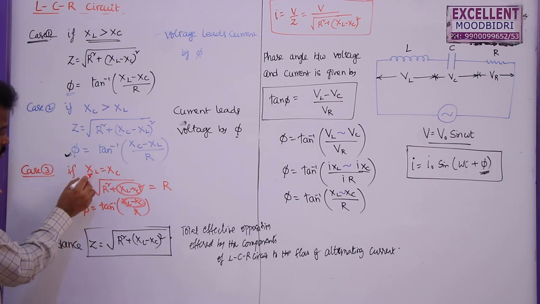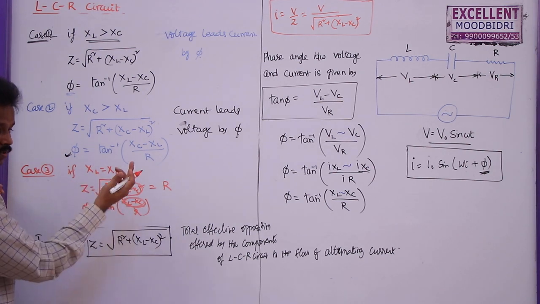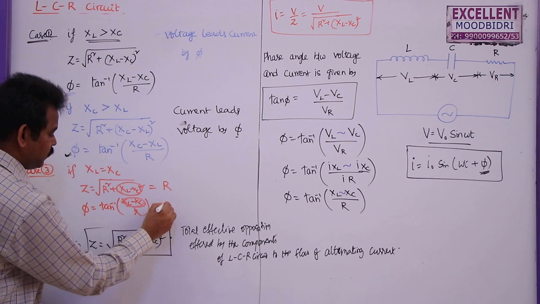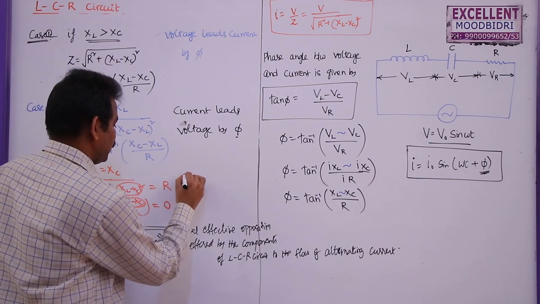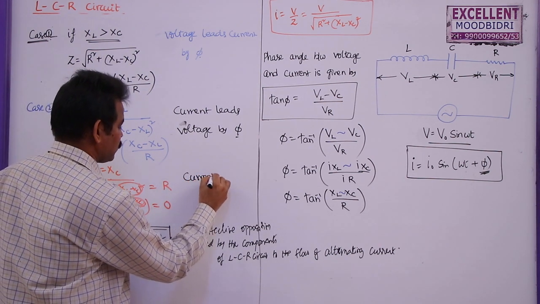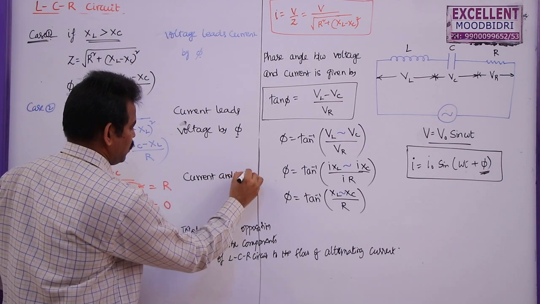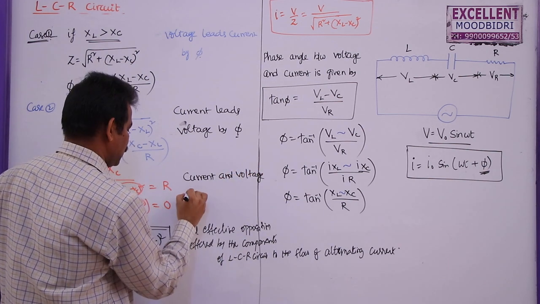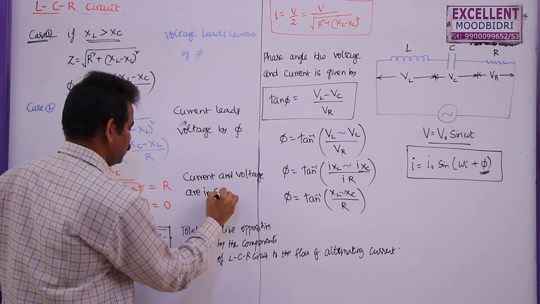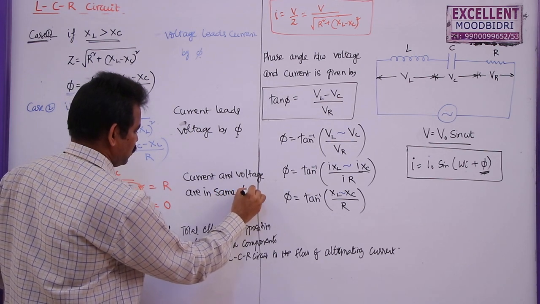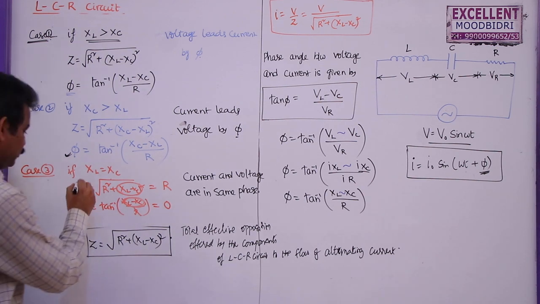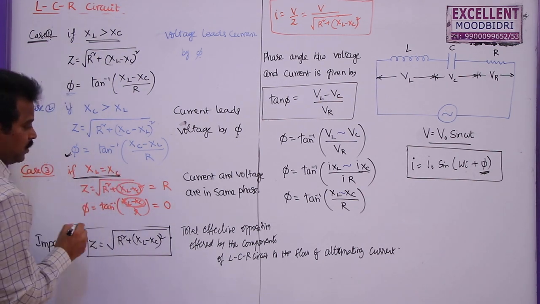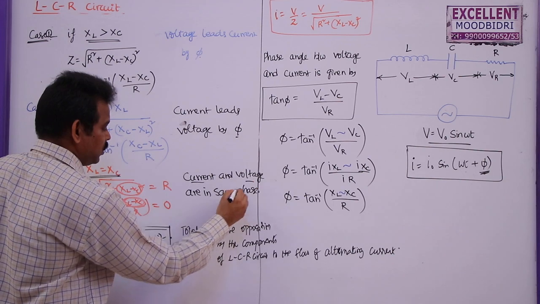That means XL is equal to XC, the difference between these two will become 0. So tan inverse 0, the phase angle will be 0. So here both the current and voltage will be in same phase. So in this case, when XL is equal to XC, both current and voltage are in same phase.